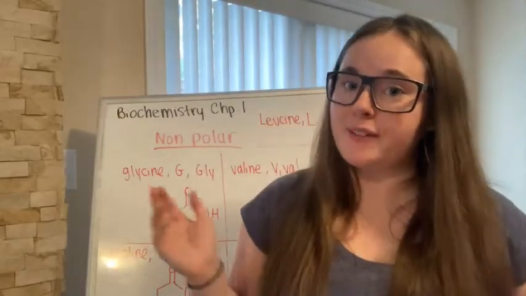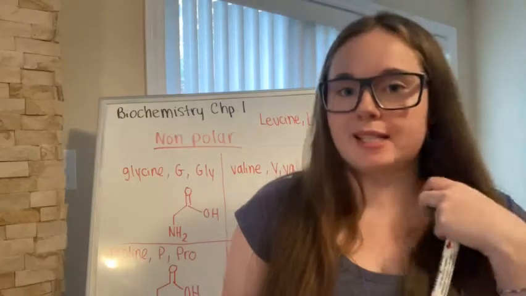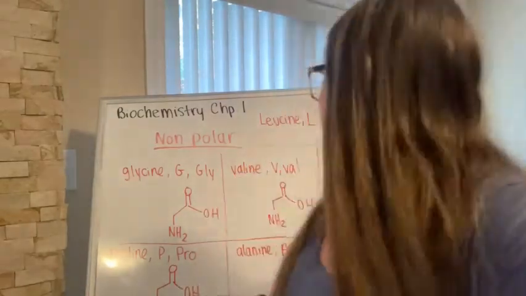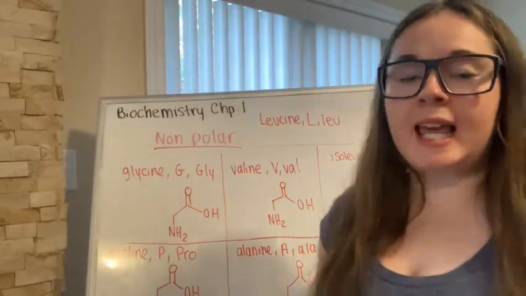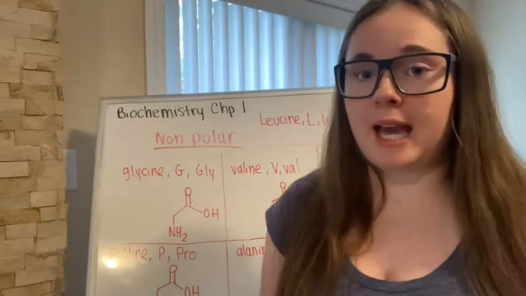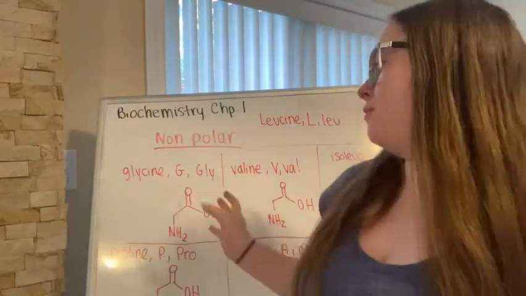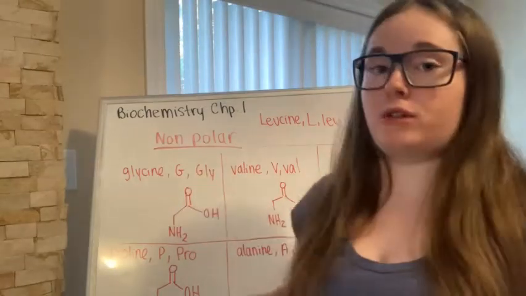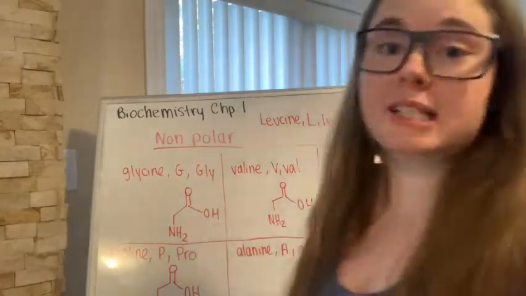Hello everybody, and let's continue on with our amino acids. First we're going to start with our nonpolar amino acids. There are 7 of those, and it is very important to know all of the structures of the amino acids for the MCAT. Their full names, their structures, their properties, their first letter abbreviations, and their 3-letter abbreviations. Okay, so let's get started.